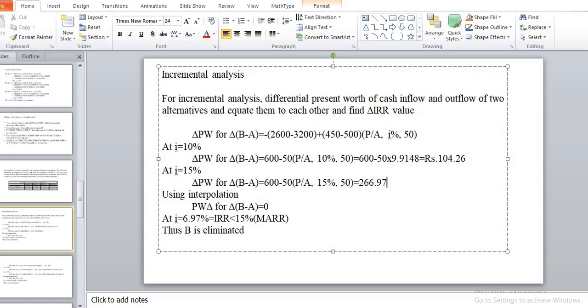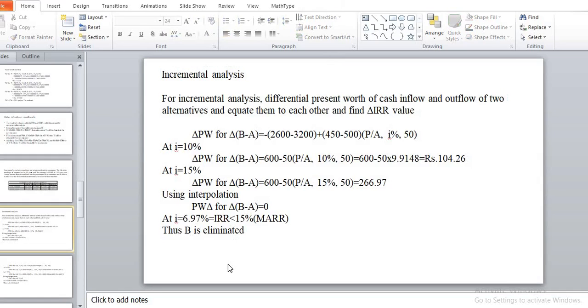So when such a condition appears, B is eliminated in this case. If this I value appeared larger than the MARR value, then B should be retained and A eliminated. But here this I value is less than the MARR value, so B is eliminated and A remains. Now we move further.